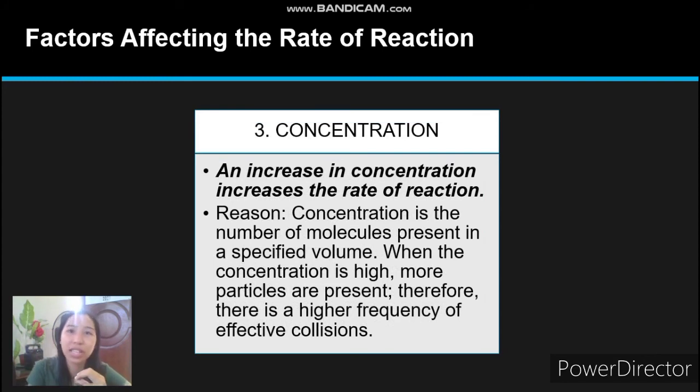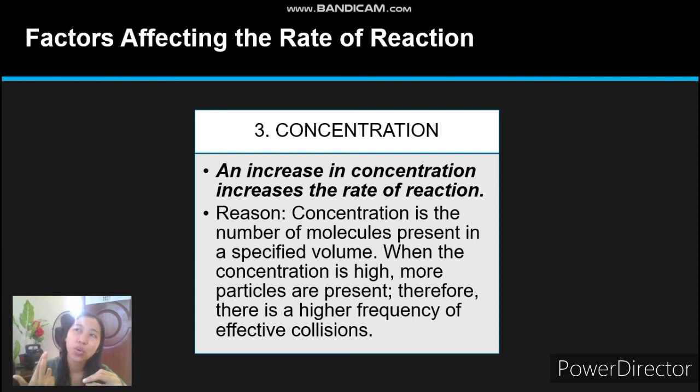Third factor is concentration. Concentration, that doesn't mean nag-concentrate ka, nagtutok ka. Concentration in science is different, no? Concentration is the amount of solute dissolved in a certain amount of solvent. That is concentration. So, pag daghan ang solute, tapos gamay lang ang solvent, concentrated ang tawag ana.